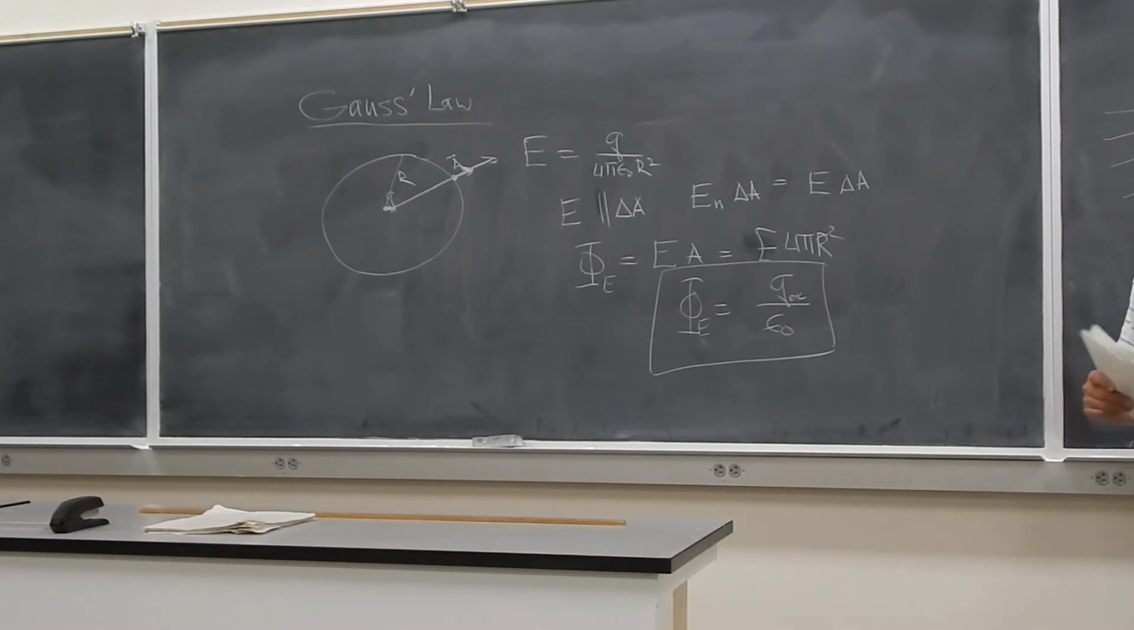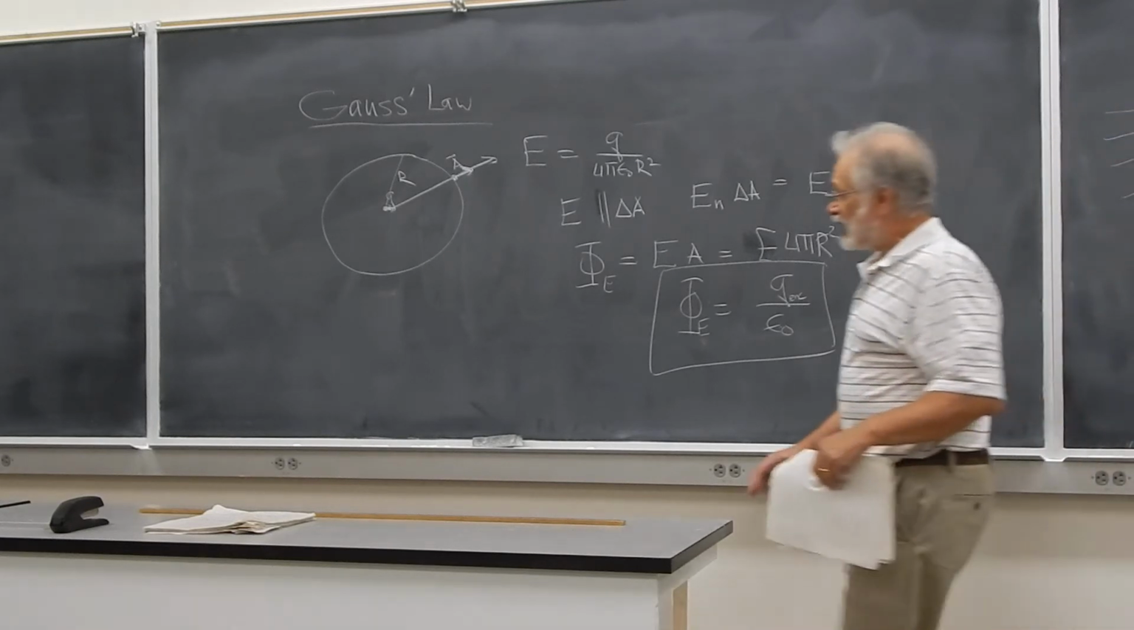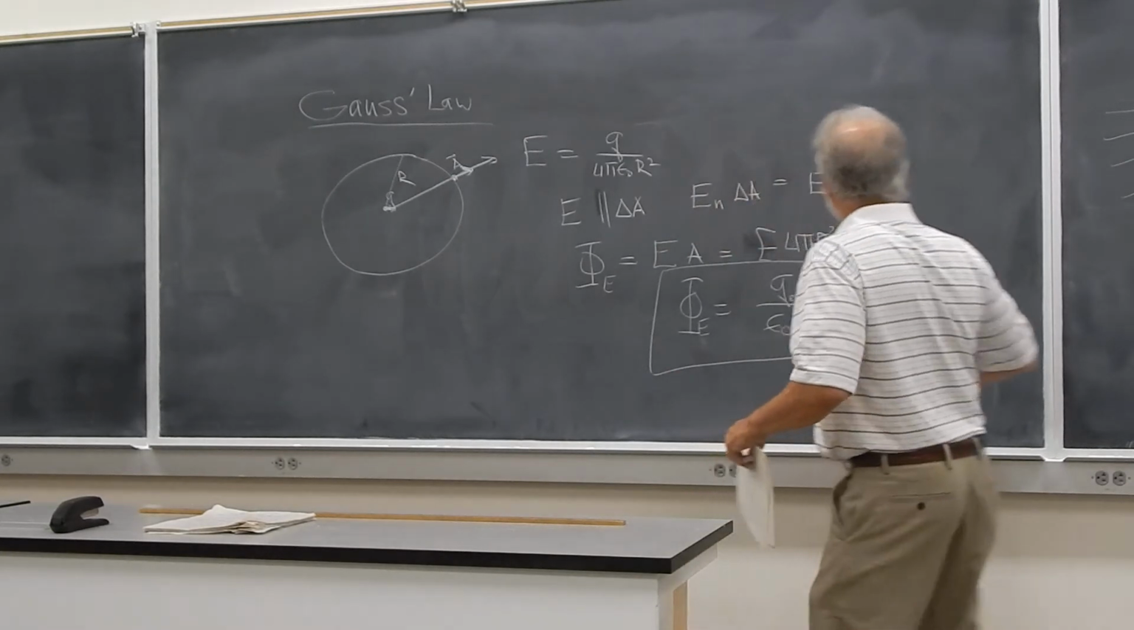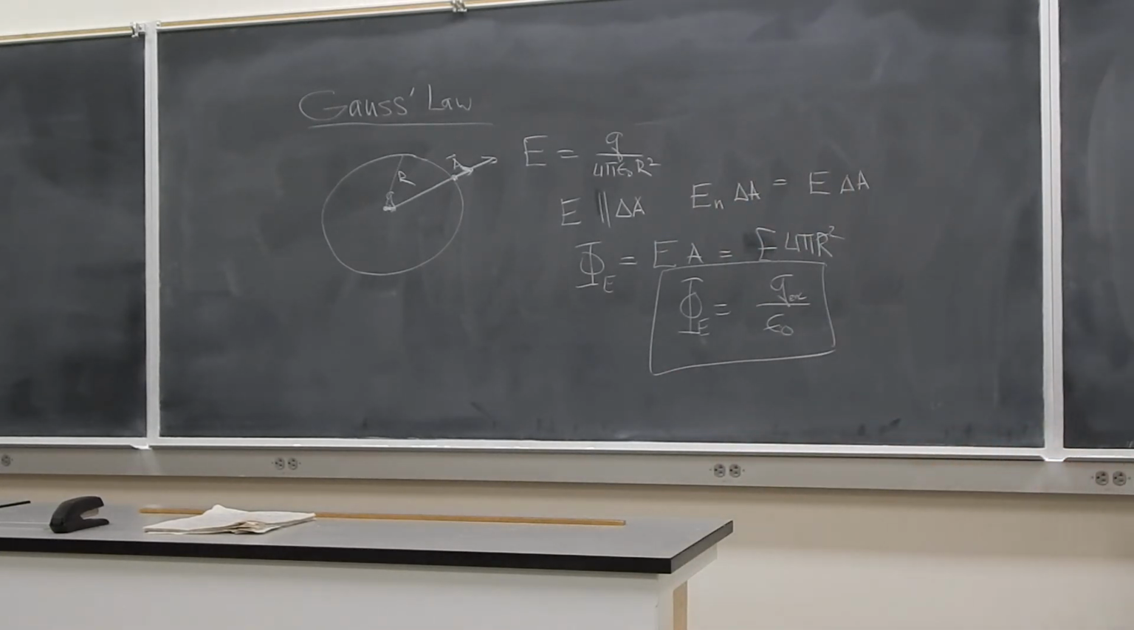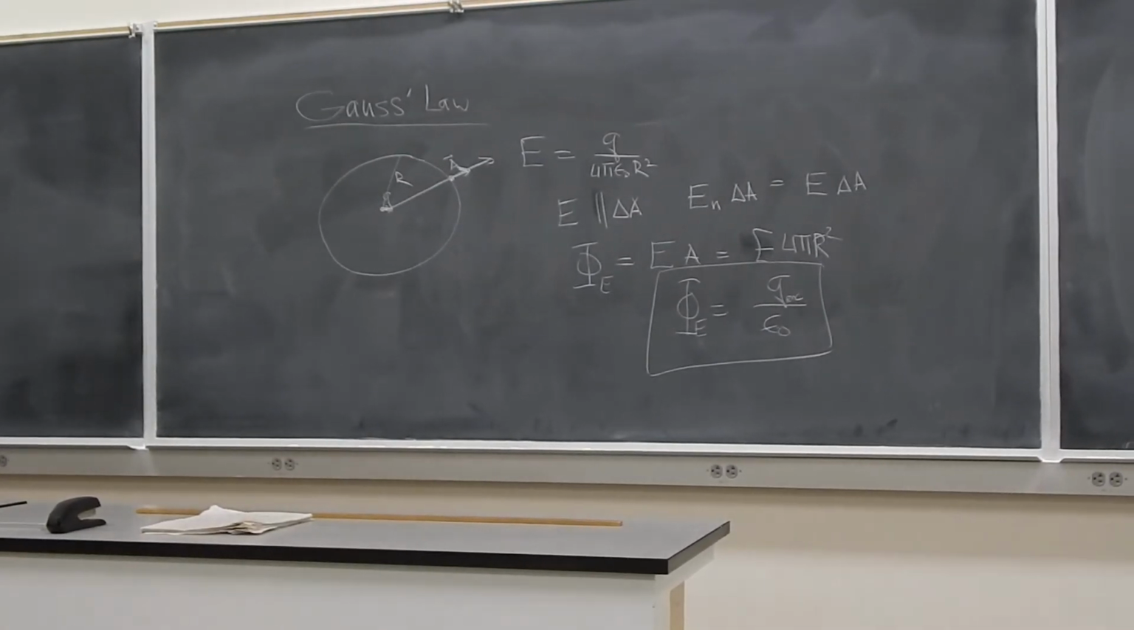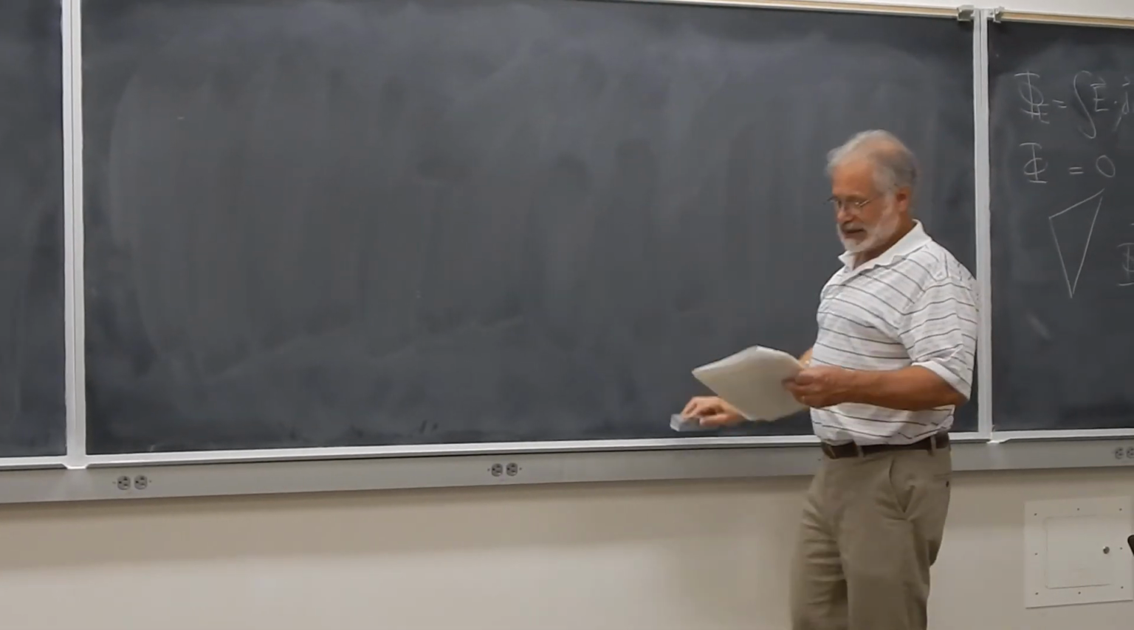Well, the sphere is really nice, and you might say, does that matter? Does it have to be a sphere? And the answer is no. It doesn't matter what the surface looks like. I'll get the same answer for the electric flux. Gauss's law is the same. The flux just depends upon the amount of charge that's enclosed by the surface.